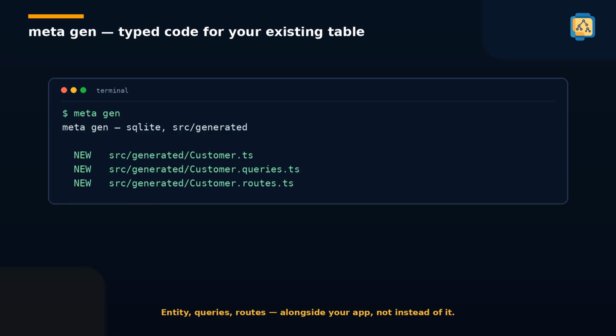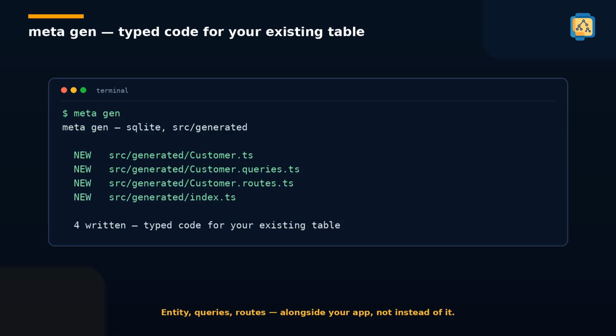Then MetaGen. You get a typed entity, queries, and routes for your existing table, generated alongside your app, not instead of it.